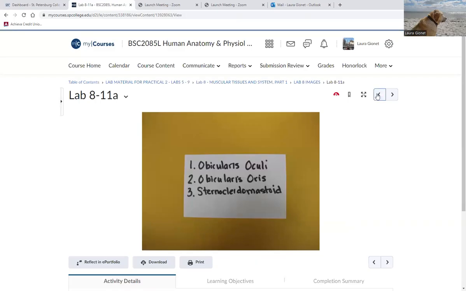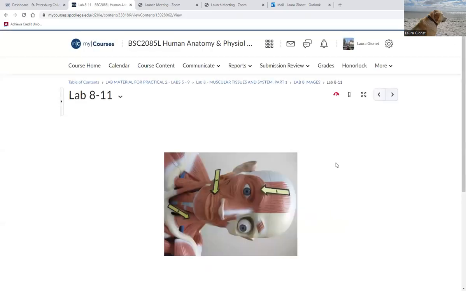Right, so, as I said before, when we were filling in these lab exercises, when indicated, you need to know actions, maybe an origin and/or insertion. And orbicularis oculi is an easy one. So is orbicularis oris, because they're circular. So 1 closes the eye and winks. 2 purses the lips, and is your kissing muscle.